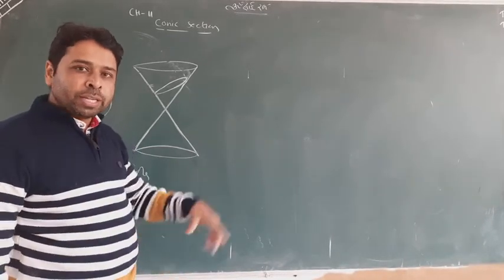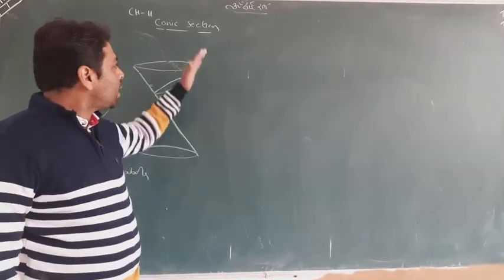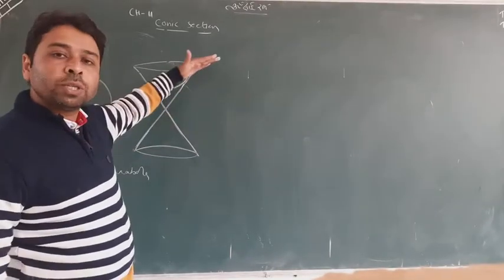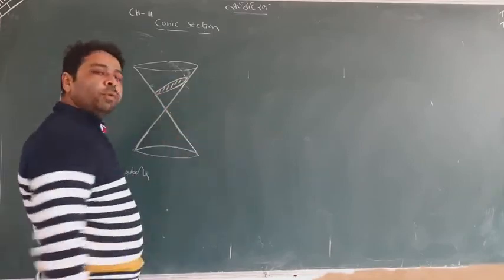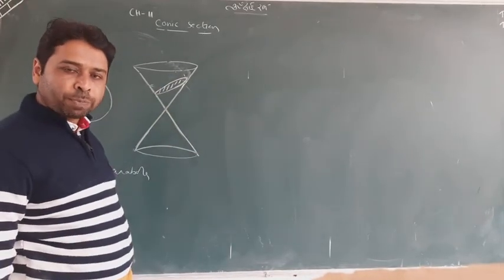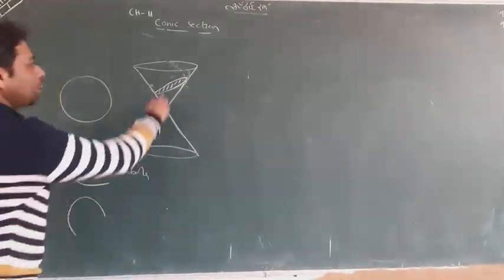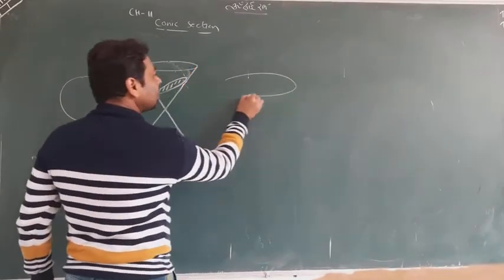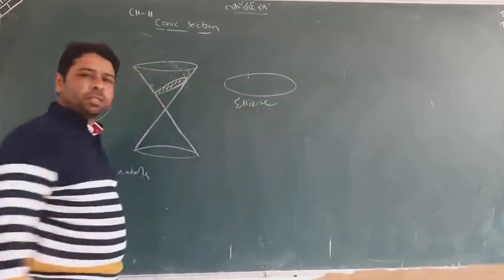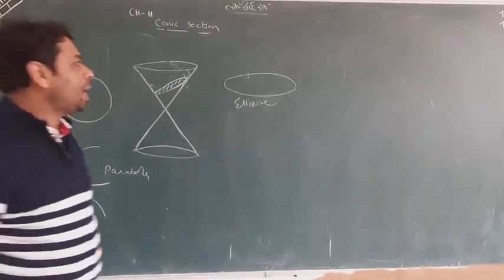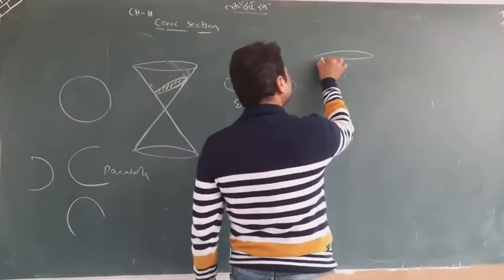Sections you get in the solid cone. If we cut this solid cone in a slant way, you will obtain this kind of shape on the upper surface on the rest part of the cone. This portion looks like that, and this is called an ellipse. So try to understand.